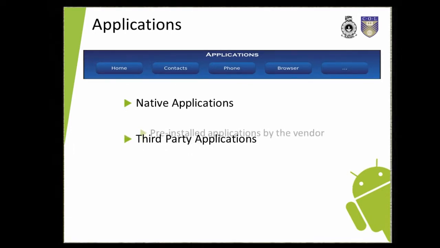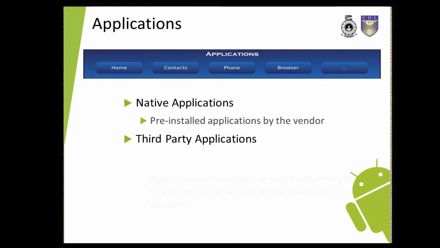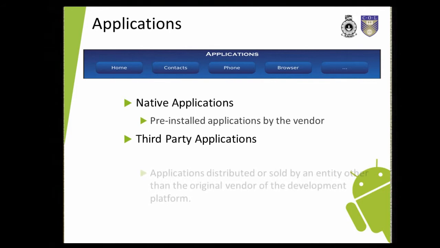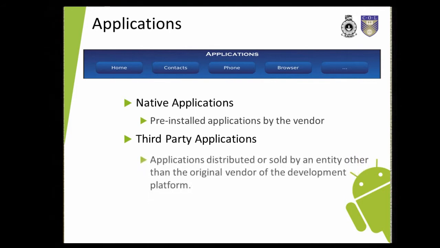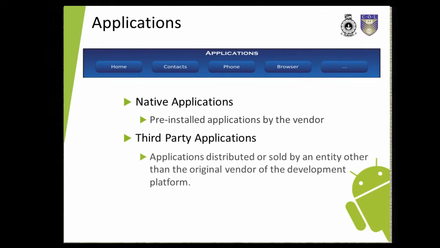Pre-installed applications provided by the vendors are called native apps, and the applications developed by another developer are called third-party applications. In application layer, third-party apps can be replaced by the native apps. This is the beauty of Android.